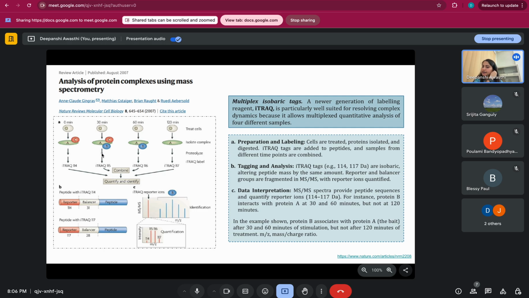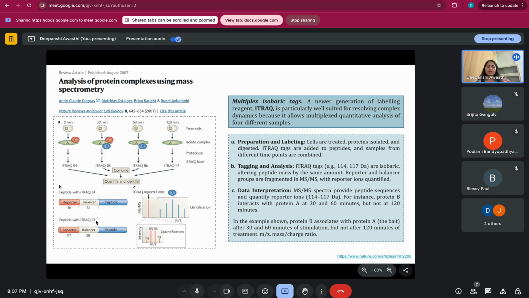So in the case of iTRAQ tagging, there are three things. One is the reporter tag, one is the balancer tag, and one is the peptide. In iTRAQ, which is the isobaric tagging for relative and absolute quantitation, you have to keep the mass constant, but you will have the reporters which will vary among different samples. There will be different reporters which will have different molecular weights, but the role of the balancer is to balance the weight of two different samples, because the reporter is varying among two samples, so that will influence the molecular weight.